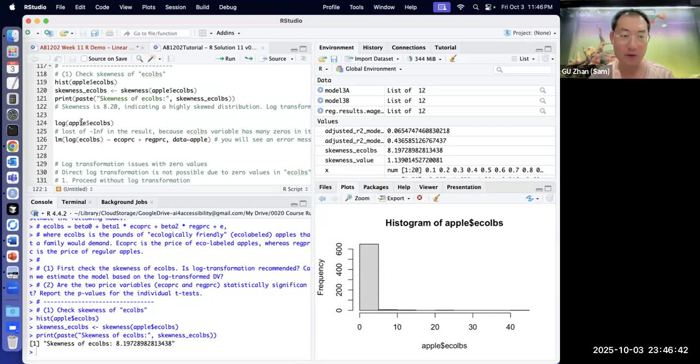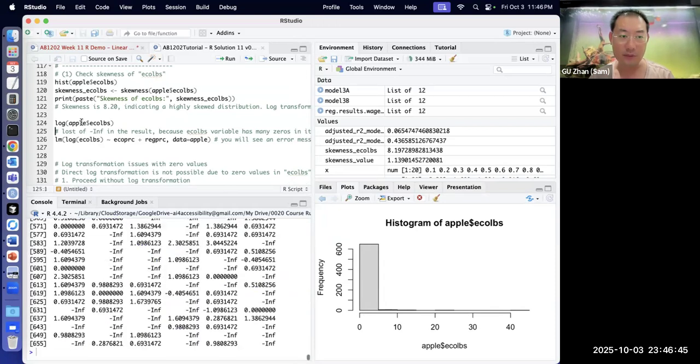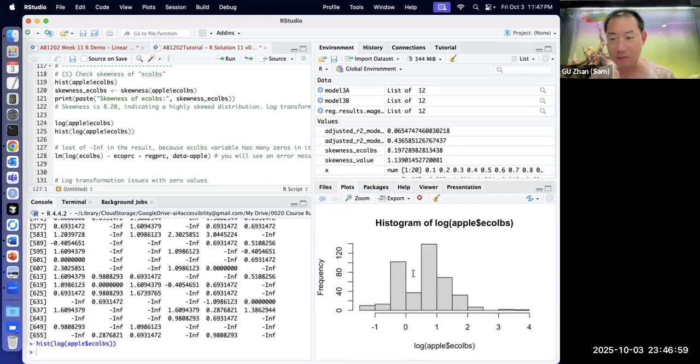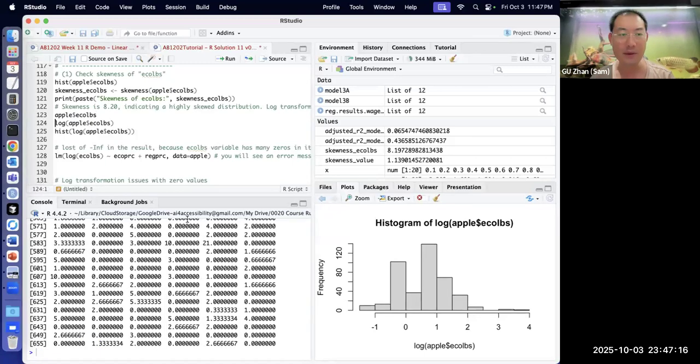Okay, so we do a transformation. Yeah, we'll do a log transformation. Why not? Let's display the histogram again. Do a log. You are seeing this, it looks much more normally distributed, but you are seeing a lot of negative infinity, because there are a lot of zeros. Basically, some customers never buy it. So log zero is negative infinity, which does not exist.